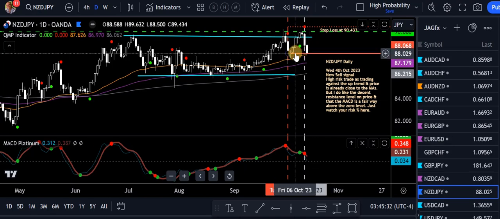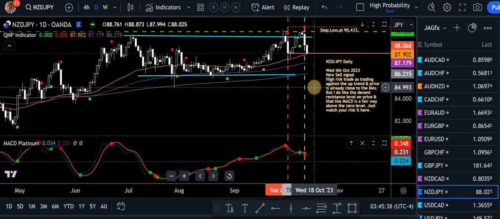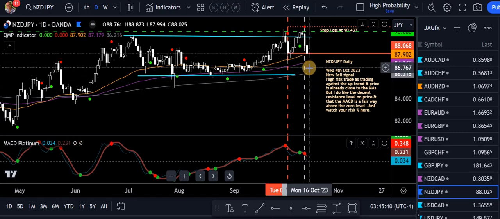So there's a new sell signal there. That was on Friday. You could have taken that. I think I mentioned that. But yeah, we're looking okay now.